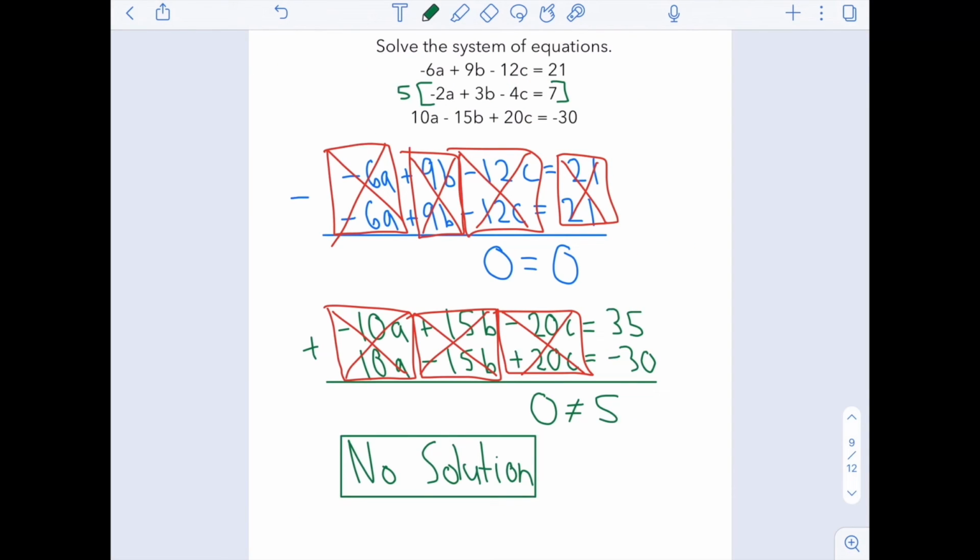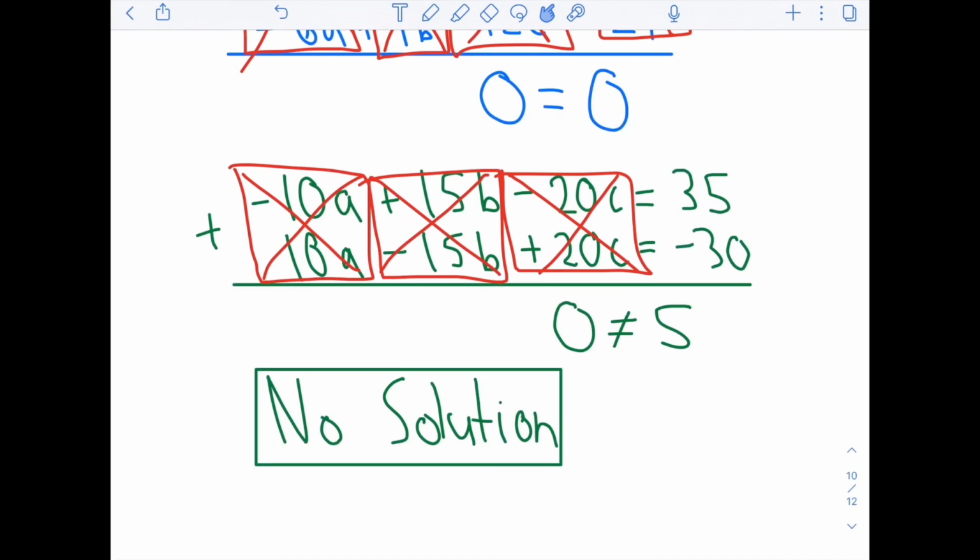We know that because if you think about this graphically, we have these two planes that are identical to each other. That's why we got 0 equals 0 right here. So every point on those two planes would be a solution. But we have this third plane and we got 0 equals 5. So that means that it never touches the other two planes that are identical to each other. We have two planes that are identical to each other, and we have this third plane that's parallel to those two. So there's no point where all three planes intersect, so we have no solution.